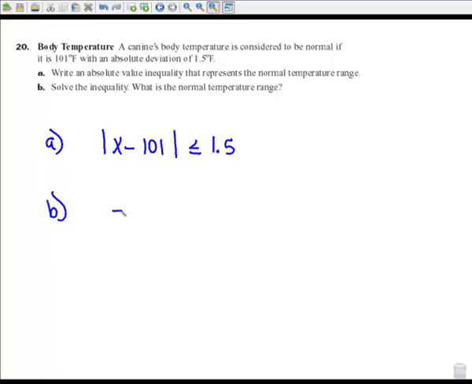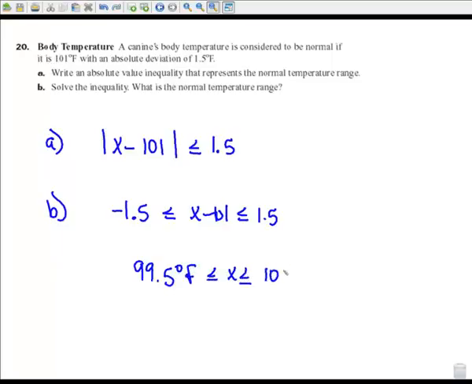B, this is an and again, so negative 1.5 less than or equal to x minus 101 less than or equal to 1.5. So I take the 1.5 and I add it all the way around. The normal temperature for a dog is going to be between 99.5 degrees Fahrenheit to 102.5 degrees Fahrenheit. So dogs run warmer than humans because our average is 98.6.